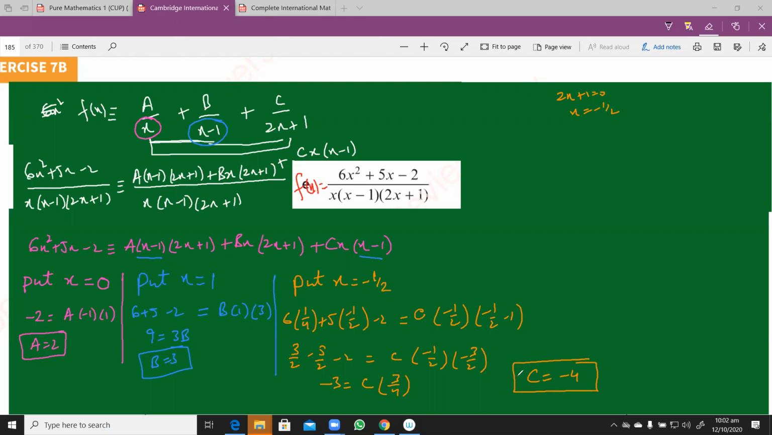Now, some of you might be thinking that we have taken a lot of time to find this value of c because of this unfriendly value of x, which was minus half. We don't like these fractions for substitutions. The people who think that this has really taken long were fine with the value of a and the value of b, because they were found very quickly and very smoothly.